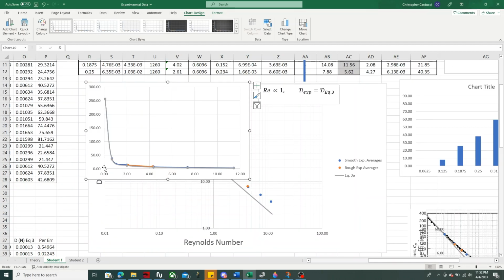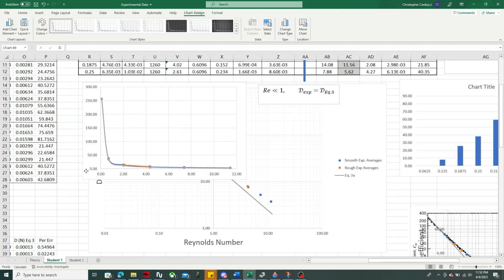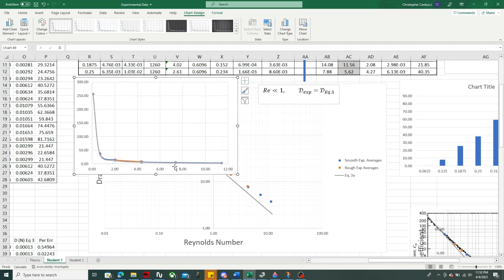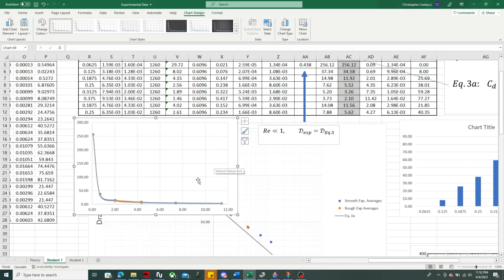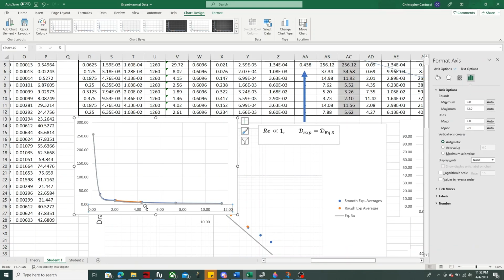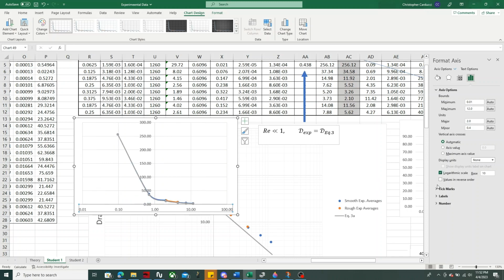Okay, so if we look at our graph, it means absolutely nothing to us. We can't really make heads or tails of it. So one thing that we do is we do a log-log plot. So we take the logarithm of the x-axis and the logarithm of the y-axis. Okay, so you double-click the x-axis and go here to logarithmic scale. And again, you double-click the y-axis and do logarithmic scale.